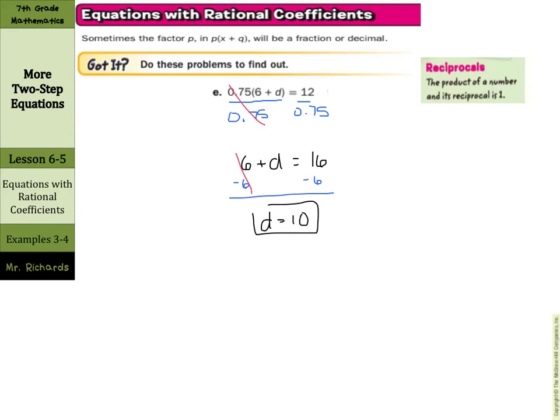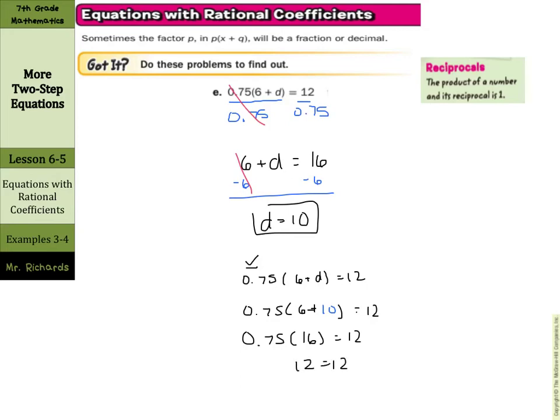And does this work? Well, in our check step, 75 hundredths times the quantity 6 plus d needs to equal 12. So 75 hundredths times the quantity 6 plus 10. Not the best plus sign there, but 6 plus 10 is 16, so 75 hundredths times 16 needs to equal 12, and it does. 12 equals 12, so d does equal 10.